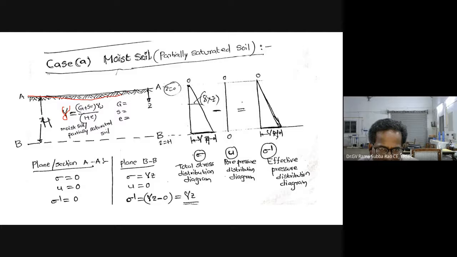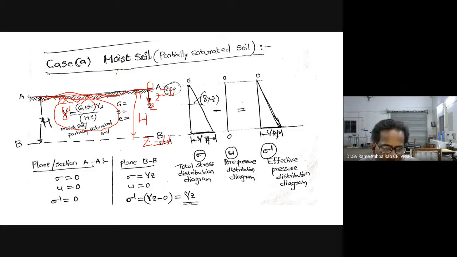This is the ground surface. We have the ground surface, and this time the soil is partially saturated, so no groundwater table is there. Now I want to calculate the effective stress at any depth h. Here I'm using Z as the designation for depth, right from 0 to H. Z is 0 at ground level. Z is equal to H at the bottom of the soil under consideration.